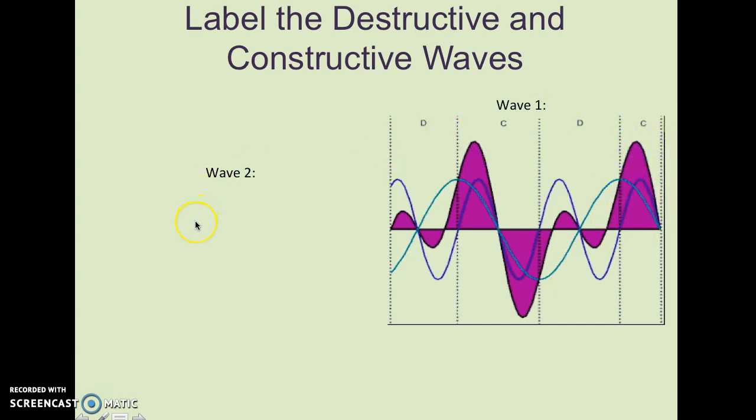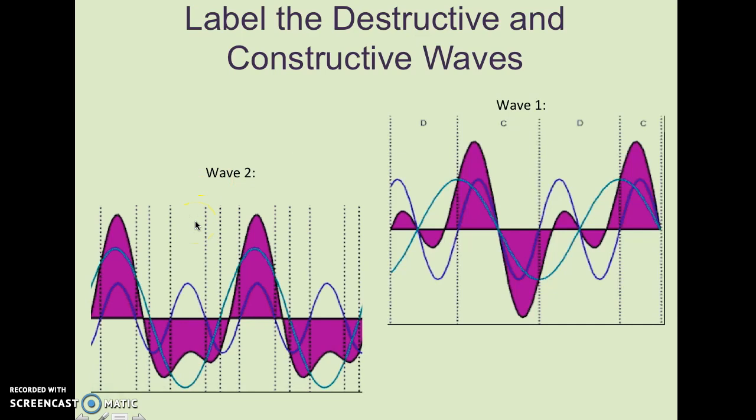So what I'd like you to do now is take a look at wave number two, which is a little more complicated, a little faster tempoed as indicated by the different sections here. These would be all the different beats in your song. So I would like you to go ahead and label which parts of these sound waves represent constructive wave interference and which parts represent destructive wave interference.